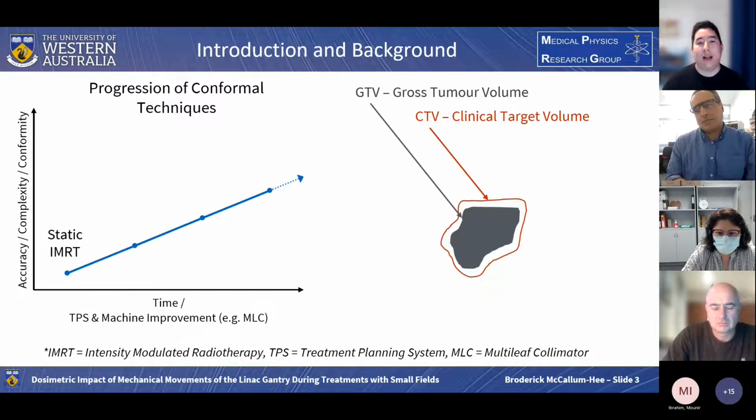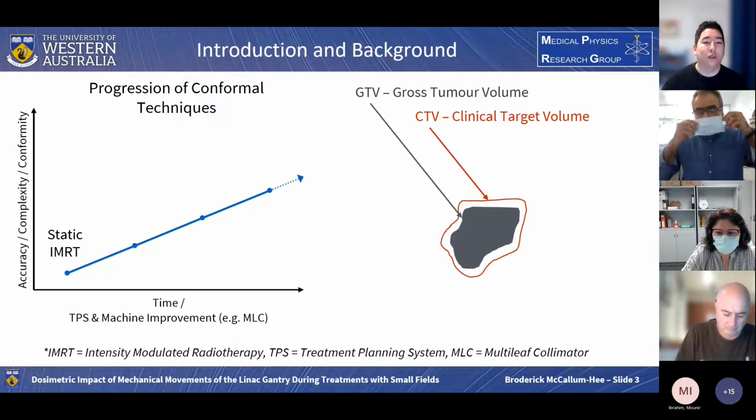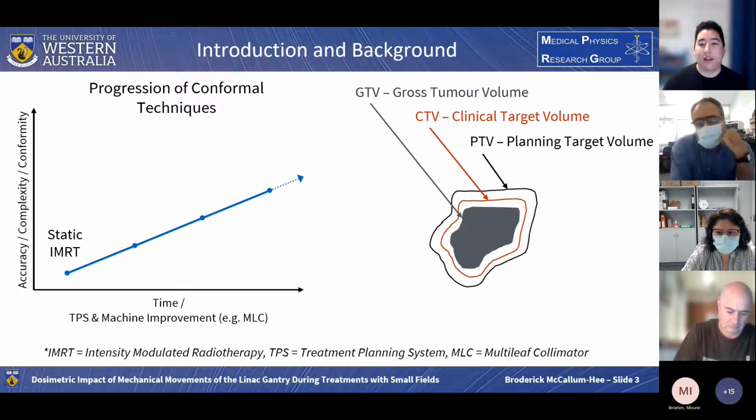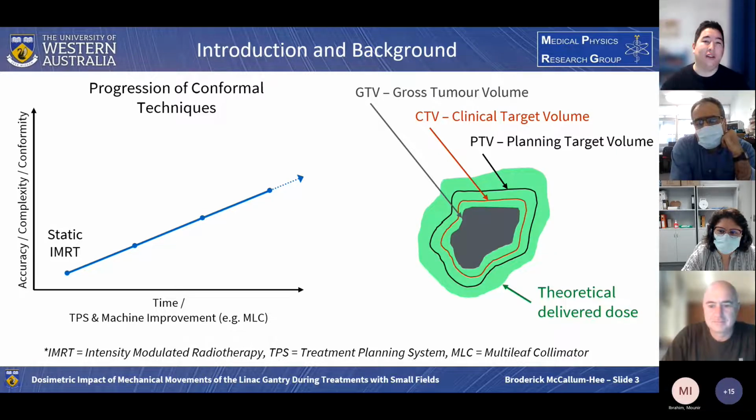An additional margin is then added to account for any variations in patient setup or any other errors which could occur in treatment. That finally gives us the PTV, the planning target volume, which is where we aim to deliver radiation during external beam radiotherapy. I've drawn a theoretical delivered dose, which corresponds to that which could be delivered by static IMRT. As you can see, it's generally quite conformal. However, there's still a tiny bit of healthy tissue dose delivered outside of the target volumes. In this picture, I should note that it's slightly exaggerated just for the sake of demonstration.